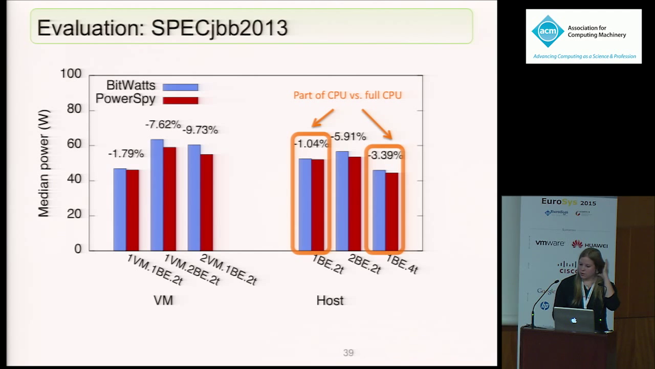We then want to compare when we are using all the resources of the CPU or only a part of them. For that, we are looking at the experiments that were run on the host, once where the backend is pinned to two threads, and once where it can make use of all the four threads that are available on that machine. Also here, we notice that our approach is accurate enough even when only a part of the resources on the machine are used.